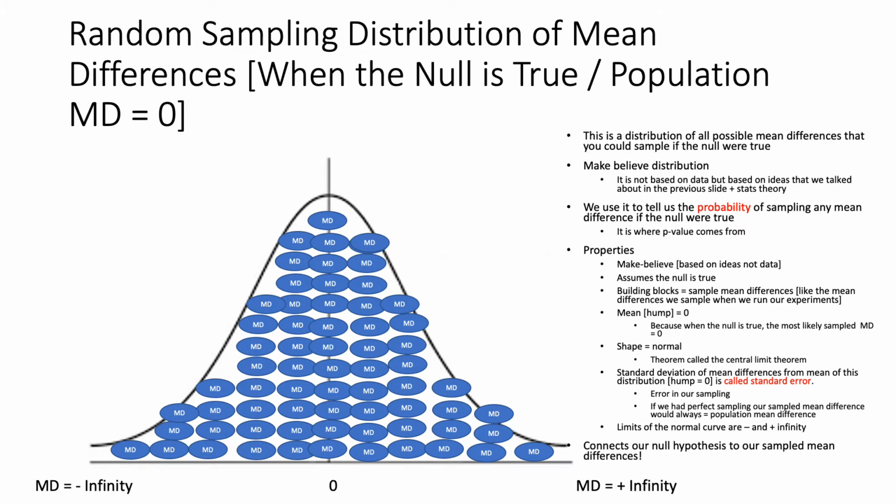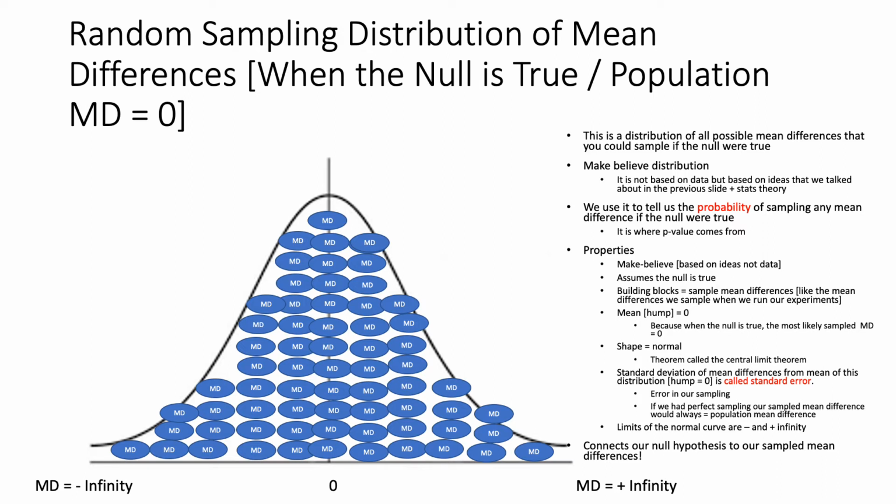When the null is true, the standard error of this distribution is the standard deviation of this distribution, and it tells us the error of our sampling process. If we had no error in sampling, every single time we would sample the population mean difference of 0, right? Well, that's not the case. There is error in our sampling that's represented by the standard deviation of this distribution.